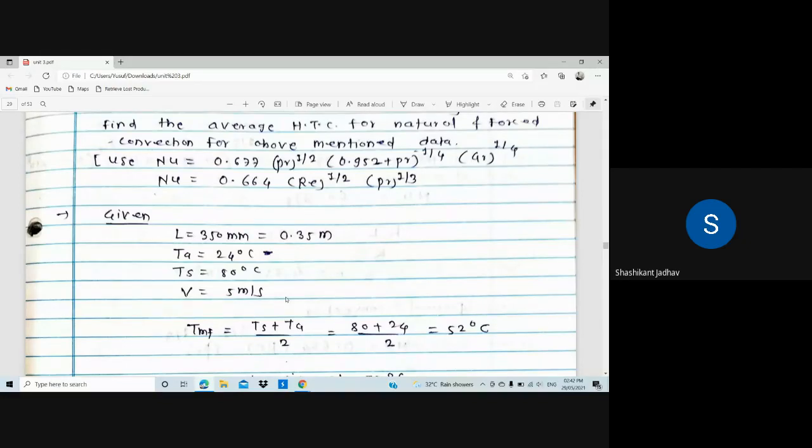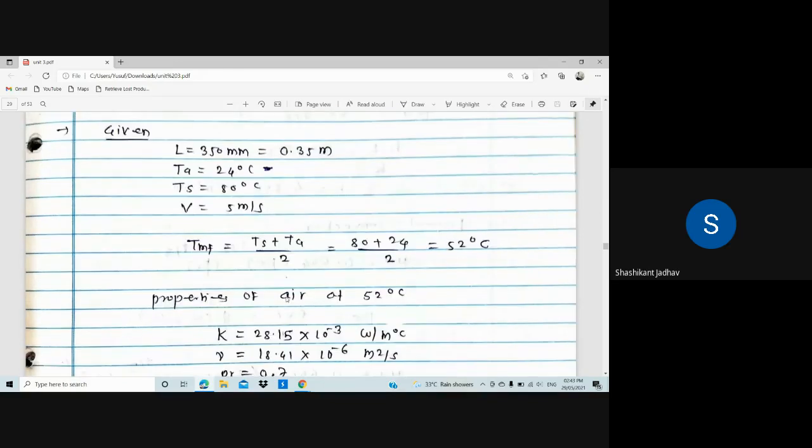Okay, then next equation, Nusselt number is equal to 0.664 Reynolds number raised to 1 by 2, and Prandtl number raised to 1 by 3.